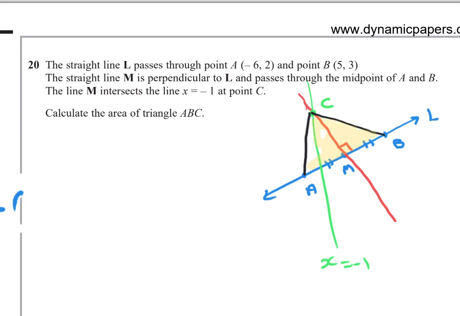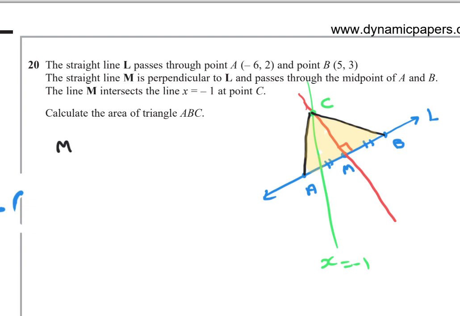To find the area, we need base and height. Because we have point A and point B, we can find the base. To find the height, we need point M and point C. Point M is the midpoint between A and B, so we can find it. To find point C, we need the equation of the line M, and we can put x equals -1 to find the y coordinate for C. So first we need to find the point M.